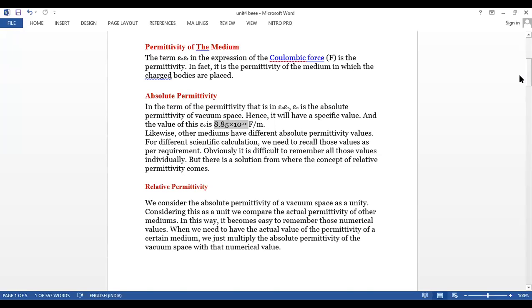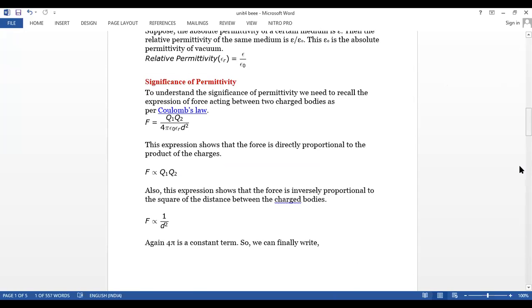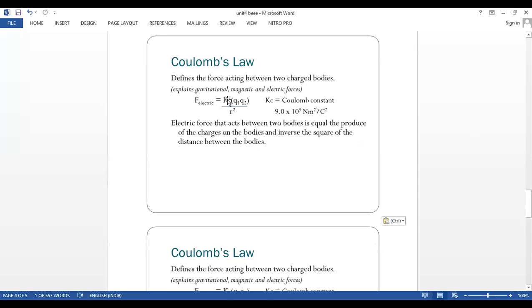So if you substitute all these values in this expression, what is the expression we are having? Q1 Q2 by 4 pi. So K is taken as 1 by 4 pi epsilon naught into D square. If you substitute all the values, finally what you are going to get, we'll see in the next class, this derivation. Finally what you are going to get, anyone read out this one? 9 into 10 to the power of 9. Yes. So how many forces is it explaining between two charges? Define Coulomb's law. Read out: gravitational, magnetic and electric forces.